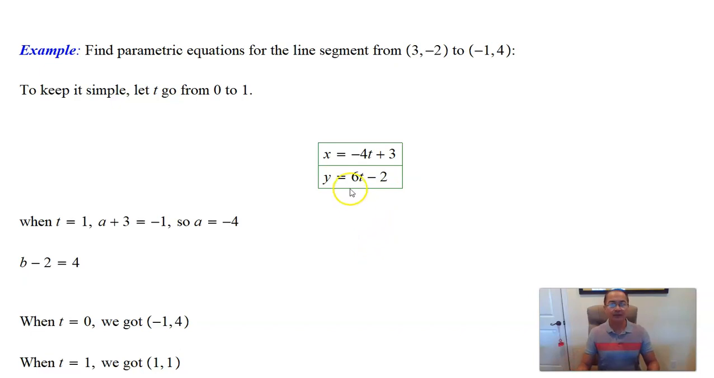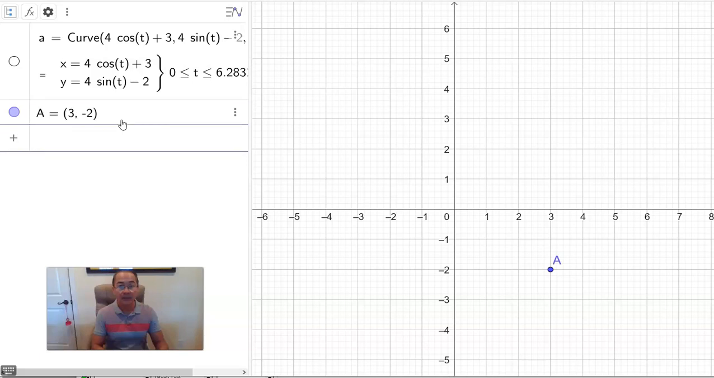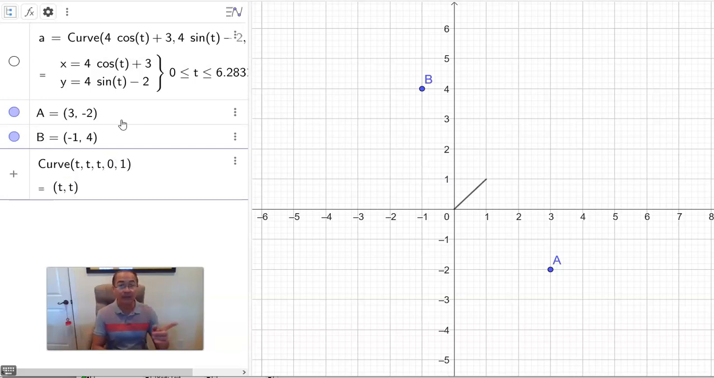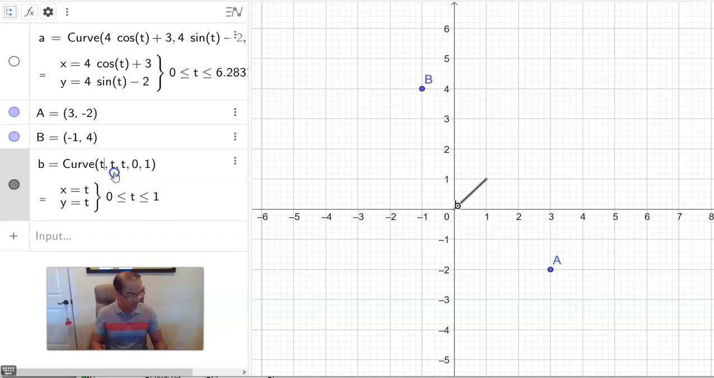Okay, so let's check our work in GeoGebra. Our points are 3, negative 2, and negative 1, 4. Okay, so there they are. And we said that our parametric equations are, so here we go again. I would do t comma t comma t from 0 to 1. Okay, no objections from GeoGebra. So now let's turn x into minus 4t plus 3. And y is 6t minus 2.